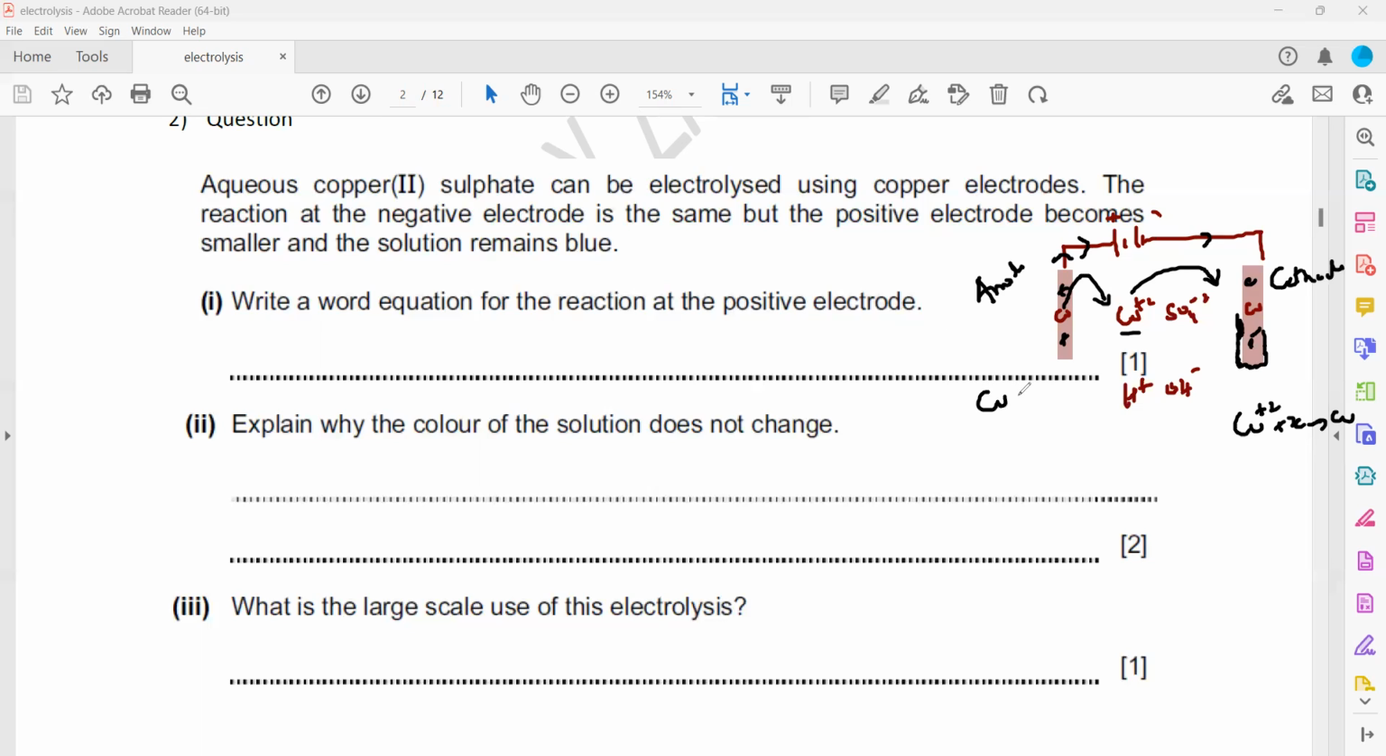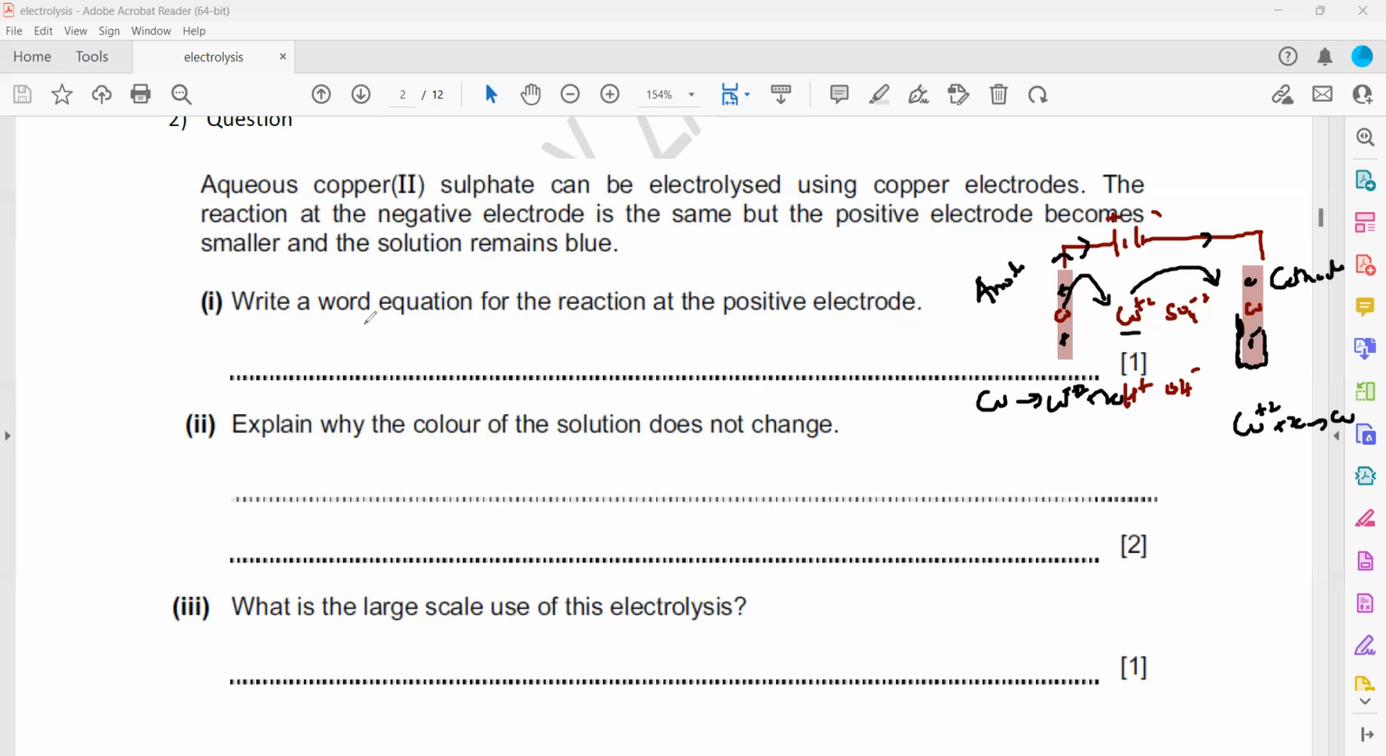At the anode, what will happen? The copper atom turns into a copper ion by loss of 2 electrons. On one side, the ion from the electrolyte turns into an atom, and on the other, the atom turns into an ion. But in the electrolyte, there will be no change.